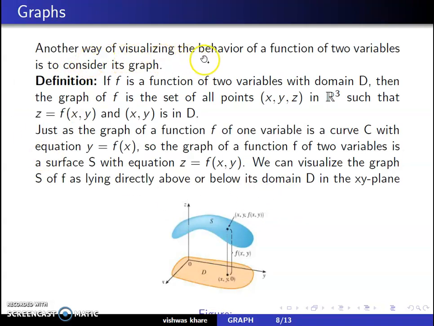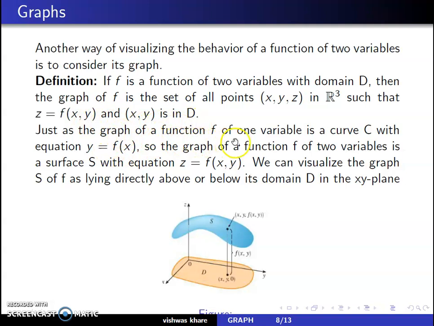Now another way of visualizing the behavior of a function of two variables is to consider its graph. Definition: if f is a function of two variables with domain D, then the graph of f is the set of all points (x, y, z) in R3 such that z is equal to the value of f at (x, y) and (x, y) is in D. So it will contain all points (x, y, z) such that the z value is given by f(x, y), that is, z is the value which is taken by f at a point (x, y) in D.